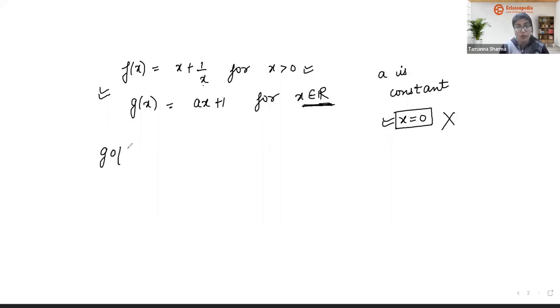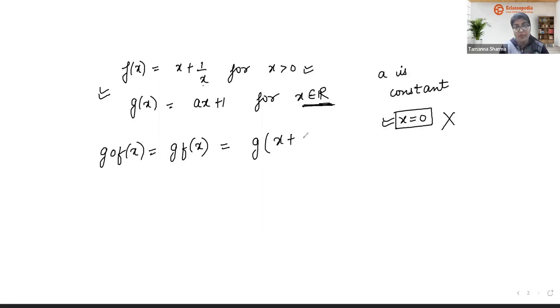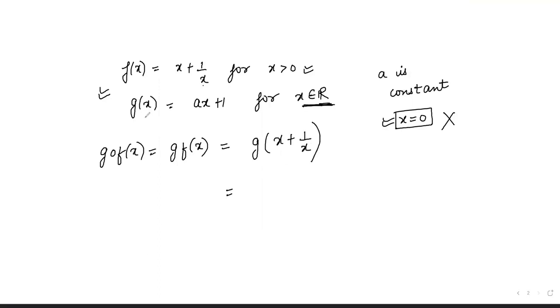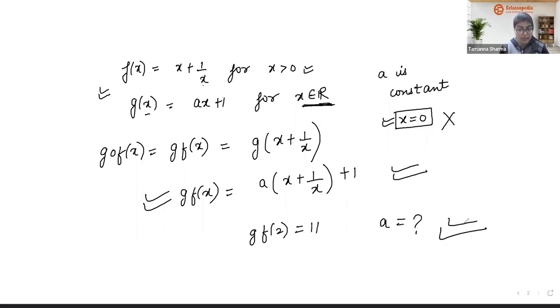You have to find gf, this one. So gf of x is x plus 1 by x, plus 1 at the end. So the first part is correct, this is the answer. The second part is also correct: gf of 2, this one you have given, and you have to calculate the value of a. This is also correct.